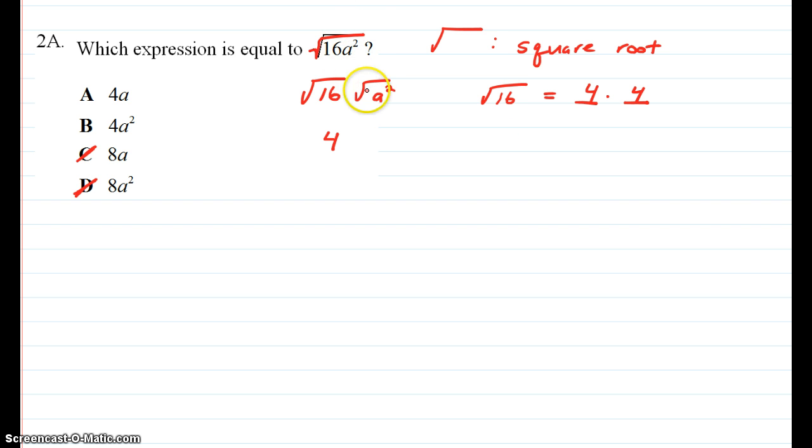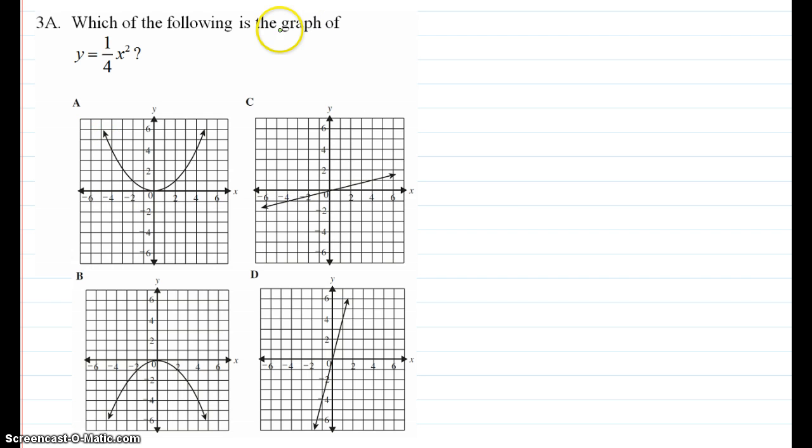Alright, so now A squared. What times what is going to give us A squared? So A times A, because we have an exponent of 1, 1 and 1 makes 2, so it would have to be B. Try 2B on your own. Alright, let's look at 3A.